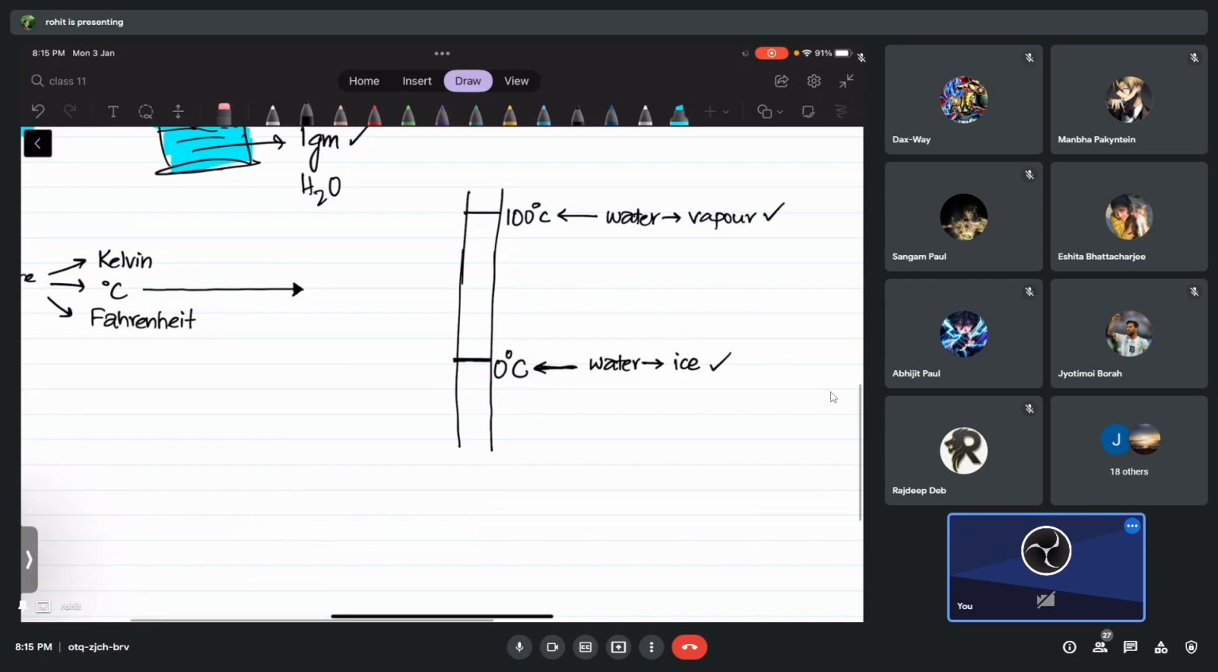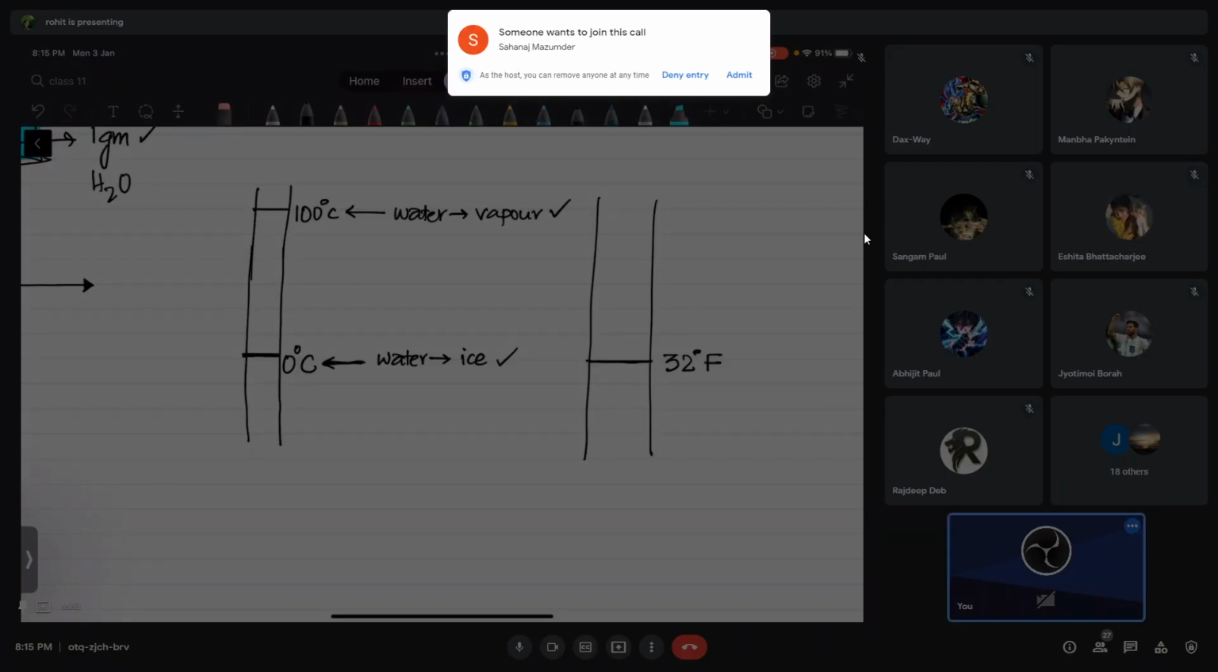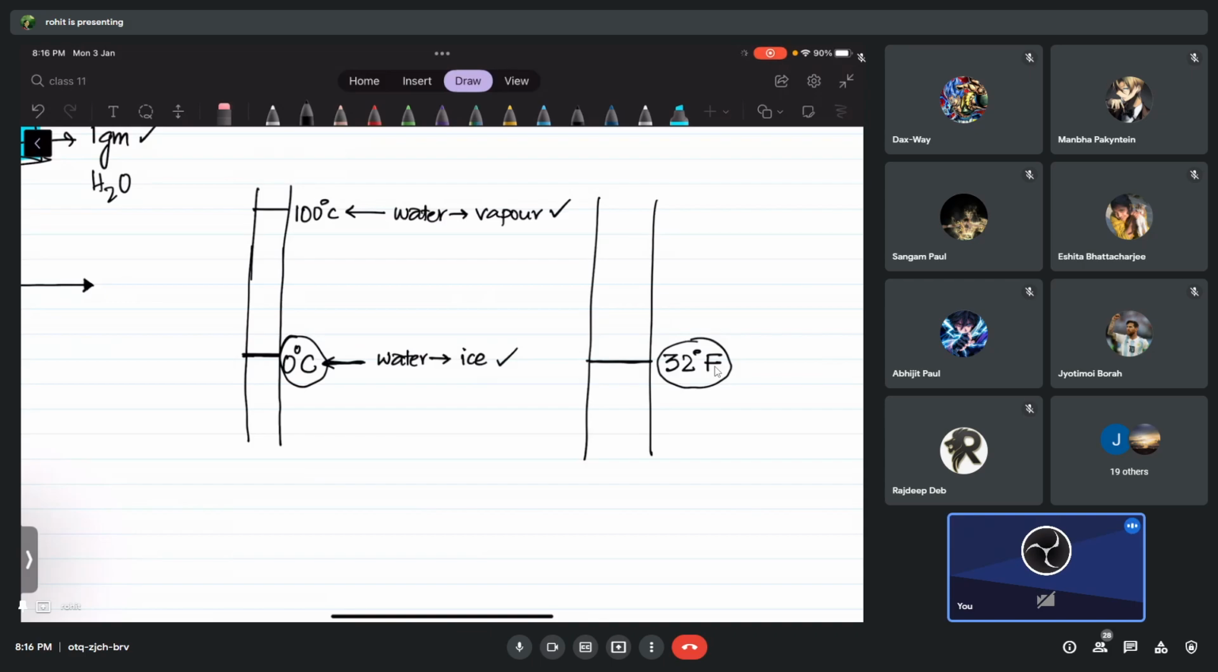Now if I have another scale, that is your Fahrenheit scale. Does anybody know at what temperature in the Fahrenheit scale water becomes ice? 32. Very good, 32 degrees Fahrenheit. It's the same thing. Whether I say 0 degrees Celsius or 32 Fahrenheit, they are not two different temperatures. They look different because they are in different scales, but they are the same temperature. What about 100 in Fahrenheit? 212. Very good. 100 degrees Celsius or 212 Fahrenheit.